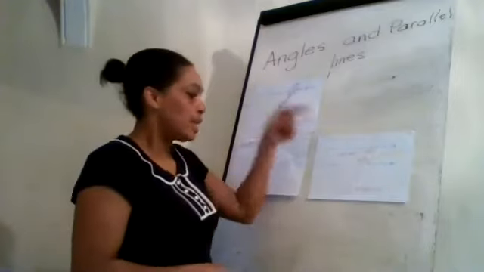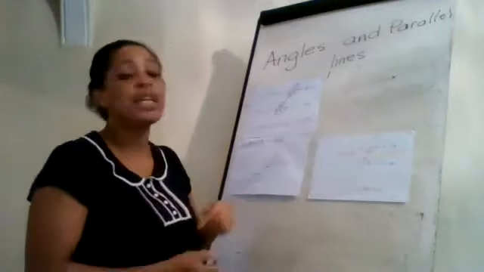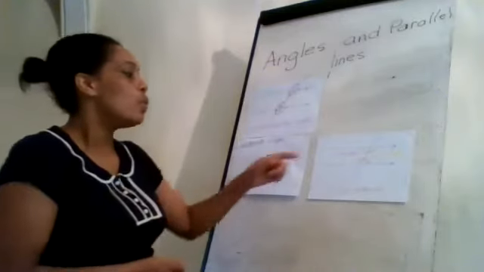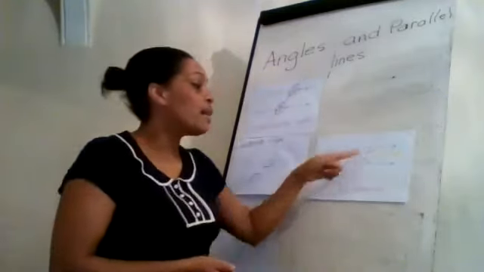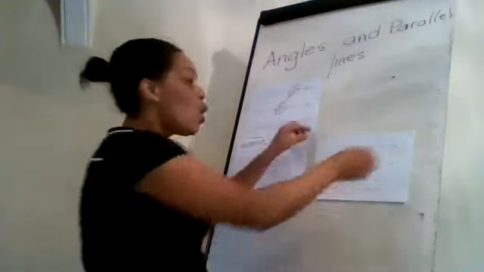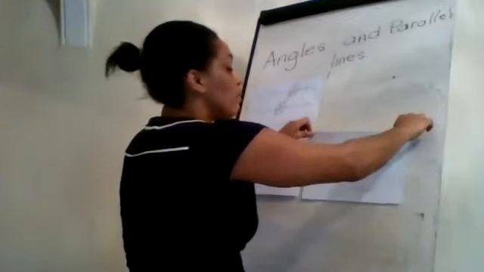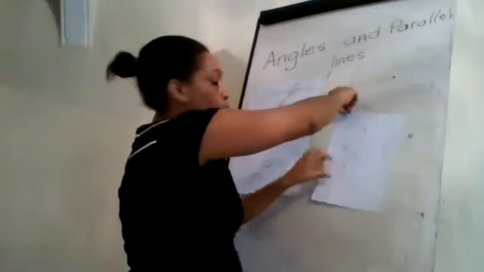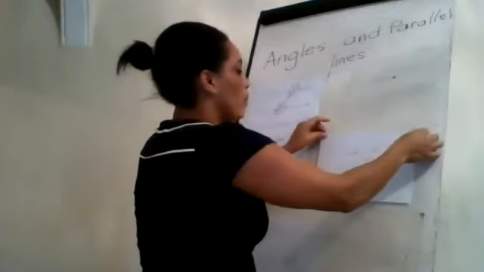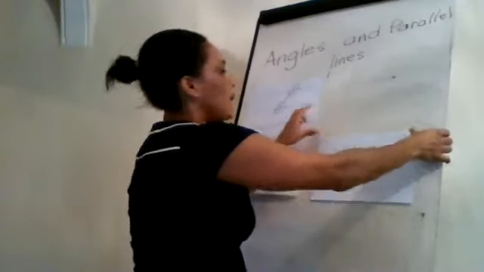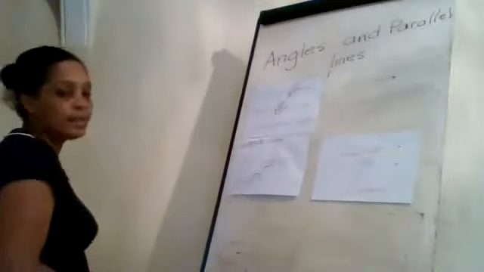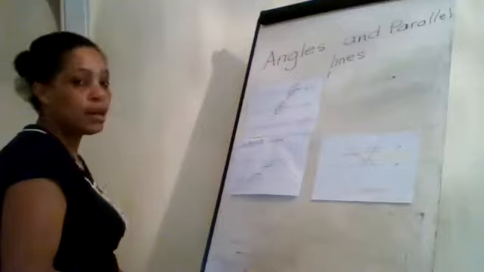Same thing with here, this one and this one, interior angles add up to 180 degrees. We can visualize interior angles by looking for the letter C. Or if the shape was turned this way, we could look for the letter U. So that concludes our lesson on angles and parallel lines.